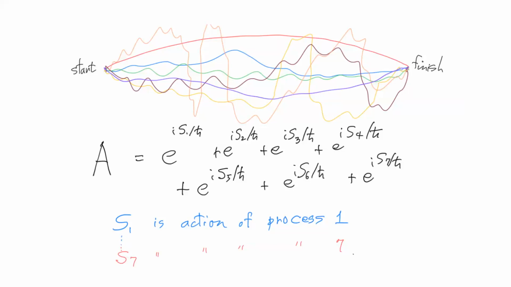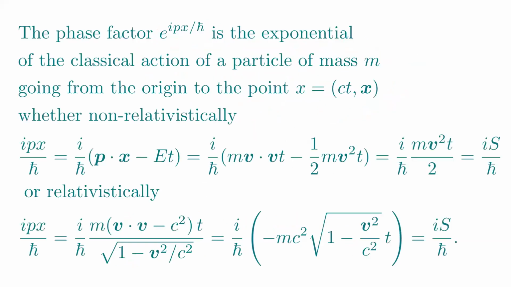Here's an example of the path integrals that he developed actually in his PhD thesis. And the idea is that if you have some system that goes from a start to a finish, the amplitude to go from the start to the finish is a sum of a bunch of amplitudes, and each of them is the action of the process times i divided by h bar. And so they're all unimodular phase factors, and you just add them all up. S1 is the action of process 1, S7 is the action of process 7. And that basically is the path integral.